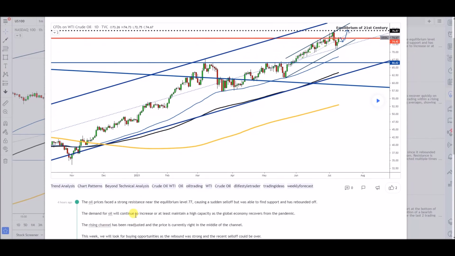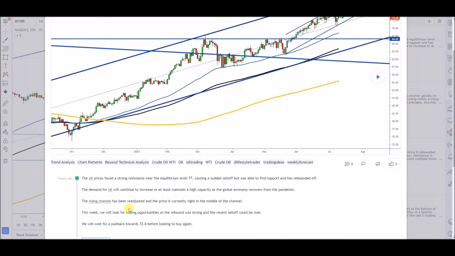So the rising channel has been readjusted. We are talking about this rising channel right here, and the price is currently right in the middle of the channel. So this is the middle of the channel, and right now it has just reached the middle of the channel.